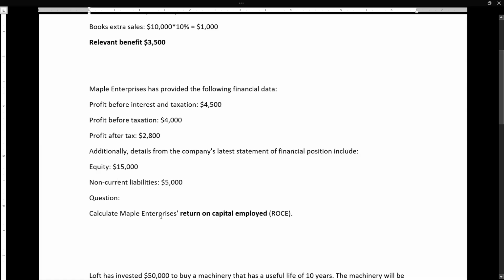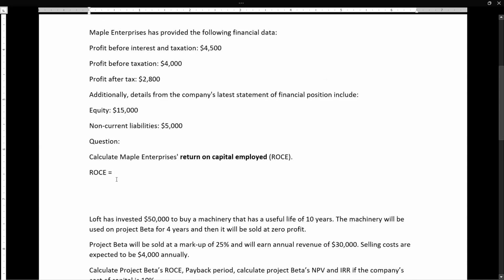When we are talking about return on capital employed, we are talking about all capital employed, so not only equity, but also long-term debt. So this means that we're going to divide by the sum of equity and non-current liabilities. When we are talking about the return that we need to divide, that would be a return that is going to be split between equity holders and debt holders. So this has to be profit before interest. So it would be 4,500 profit before interest and tax.